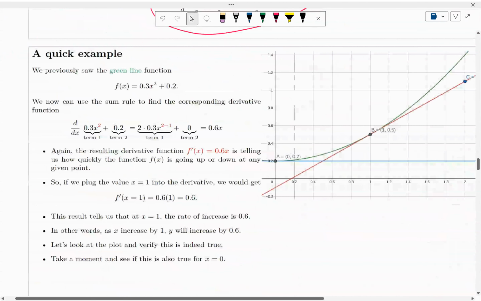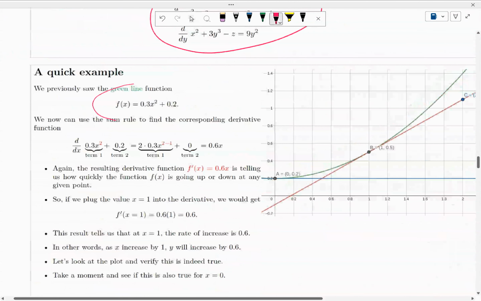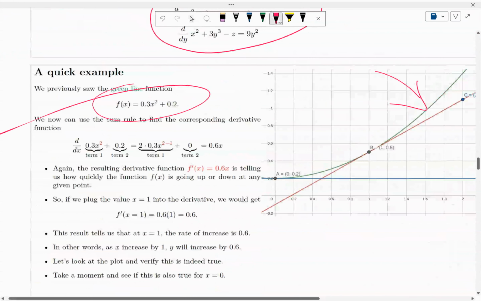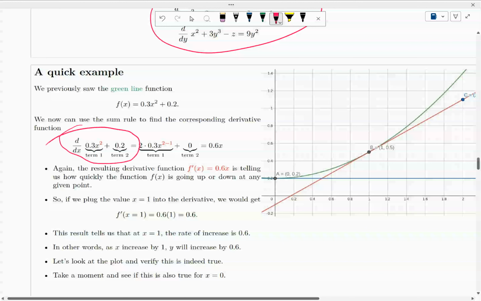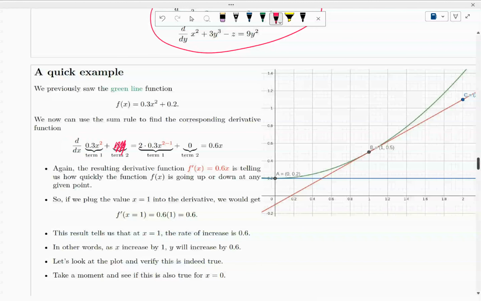Here's a quick example. Let's say we have this green line that we've been looking at. Now, when we want to take the derivative of this green line, we can use the sum rule. So this is a constant that goes away. And using the power rule, it's just 2 times 0.3. That's how we got 0.6. And like I said, you plug 0 into 0.6, you get 0, because at this point, the function is not really going up or down.